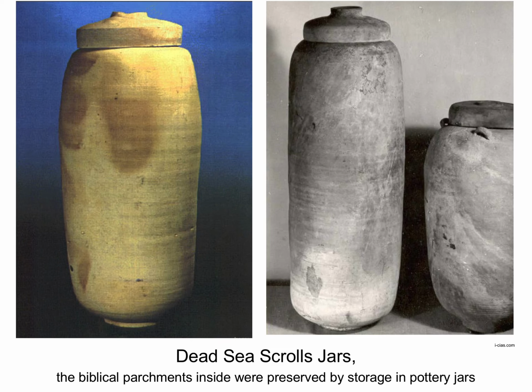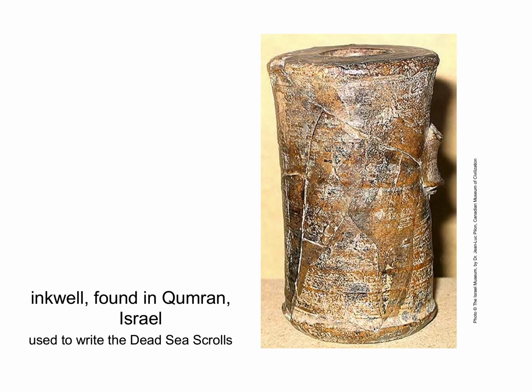Those are the jars for the Dead Sea Scrolls that were discovered in Palestine with all kinds of early biblical texts inside, and the biblical material was inscribed on parchments, preserved inside those jars, because the parchments themselves would have been very vulnerable to rodents and to the elements, but placed inside those ceramic jars, they were preserved for millennia. This is an example of an inkwell found at Qumran in Israel, where the Dead Sea Scrolls were most likely inscribed and written.